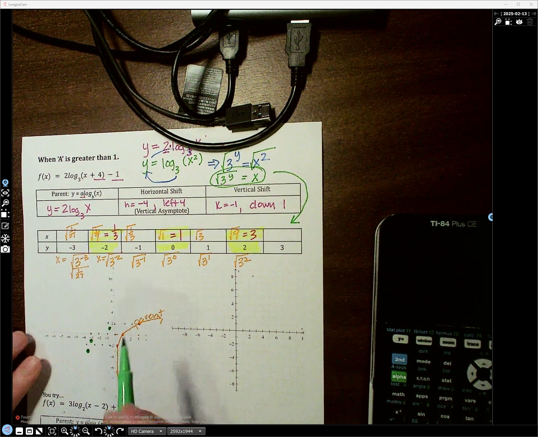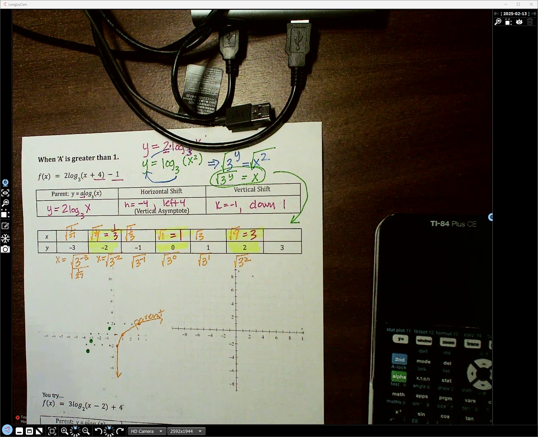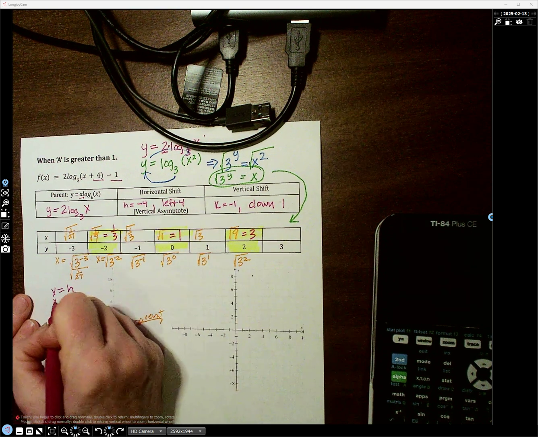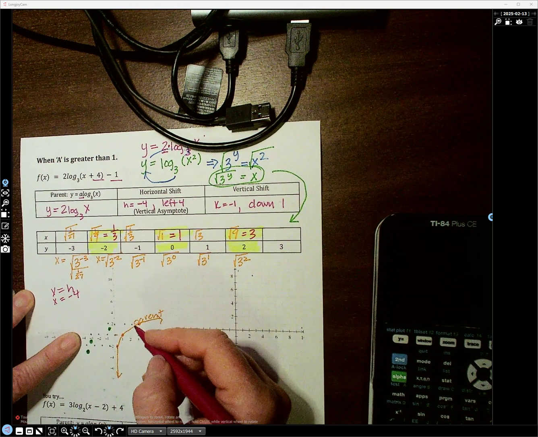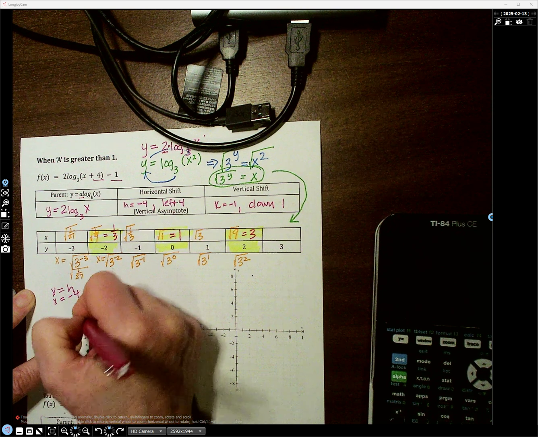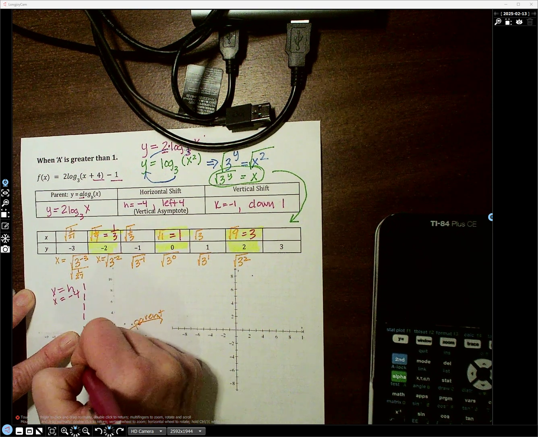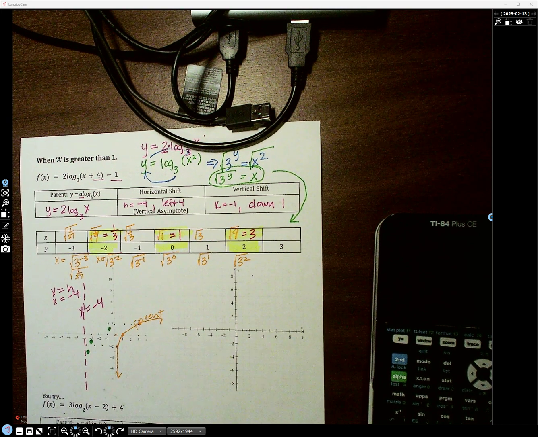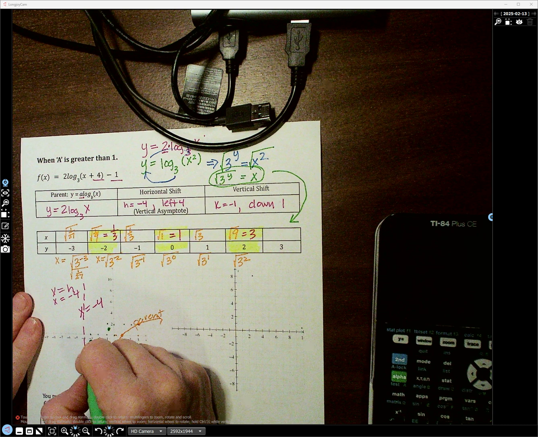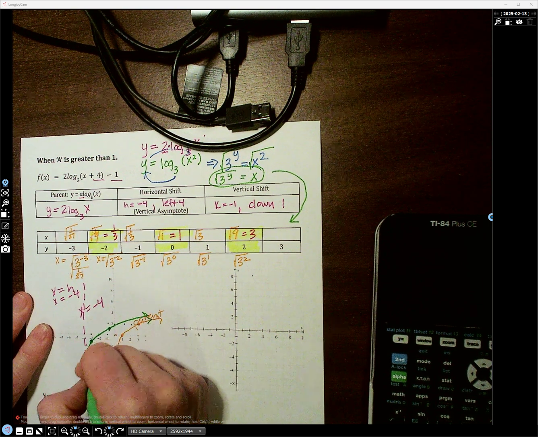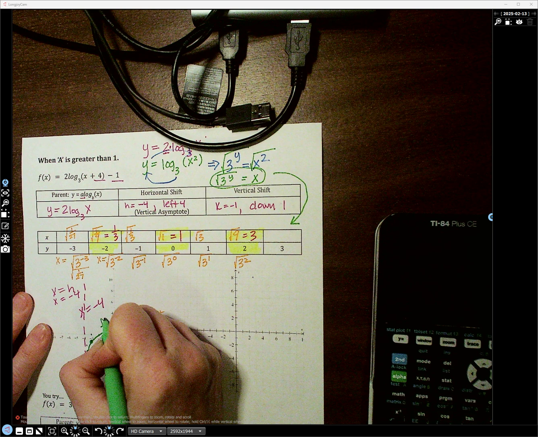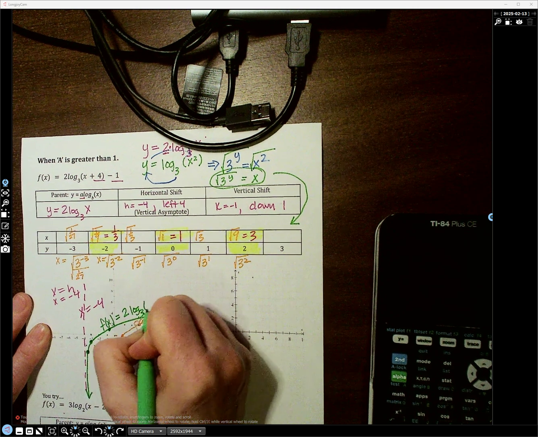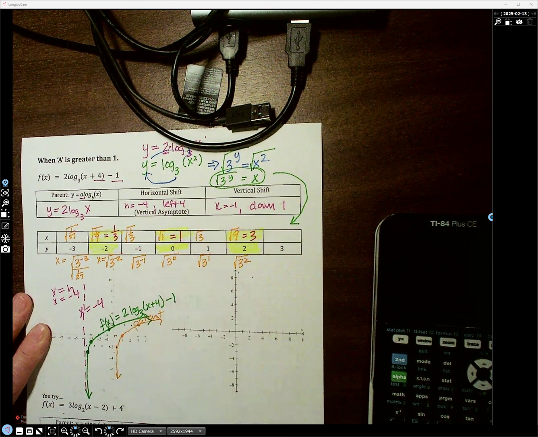And now, before I draw, I need that asymptote. My asymptote is x equals h. H is -4. X equals -4. So let's draw that. Okay, so we've got carefully drawn and labeled x equals -4. Now I'm ready to draw my graph f of x. Here we go. Okay, there it is. Approaching the asymptote, this is the graph of f of x equals 2 log base 3 of x plus 4, minus 1.